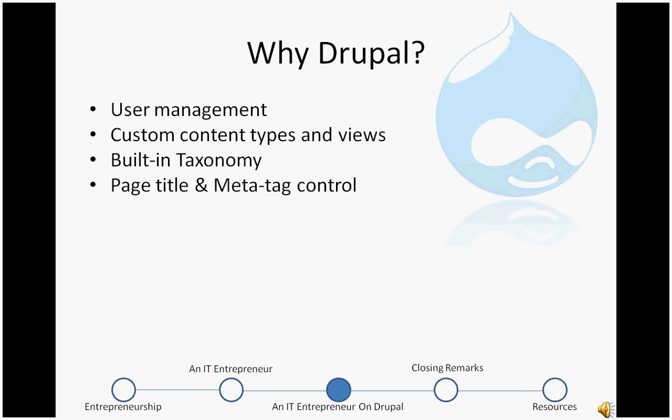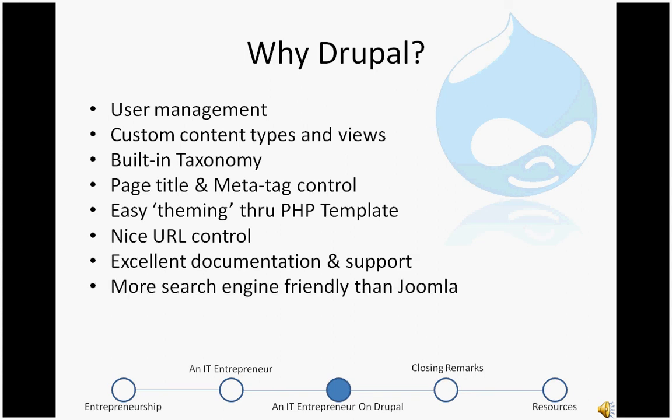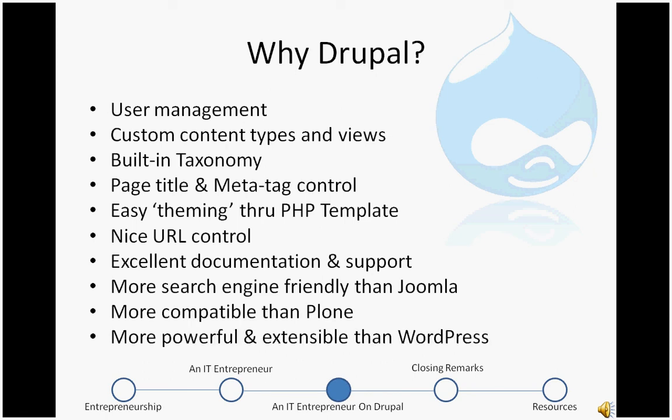Drupal allows the customization of page titles and the insertion of meta tags to help search engines index your pages better. Plus, theming is relatively simple, considering Drupal's adoption of a variety of standard templating engines, such as PHP template. It provides flexible URL control, excellent documentation and support. It's more search engine friendly than Joomla, it's more compatible than Plone, and it's more powerful and extensible than WordPress.